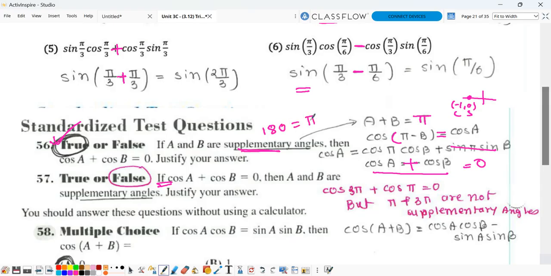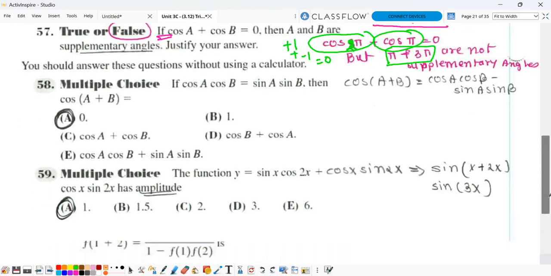Supplementary means 180 degrees, which is only 1 pi. So it is very easy to figure out that cosine 3 pi is -1. Cosine pi is also -1, and -1 and +1 is not 0. And pi plus 3 pi, this is 2, my bad. Let me rewrite again. This is 2 pi. Cosine 2 pi is 1. Cosine pi is -1. They sum to 0. But 2 pi plus pi is 3 pi, and they are not supplementary angles.